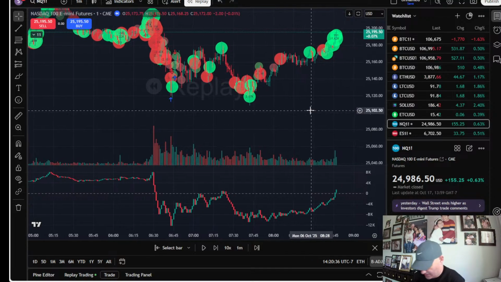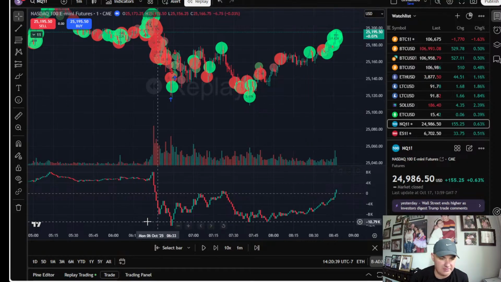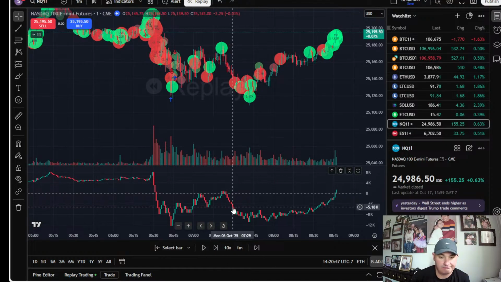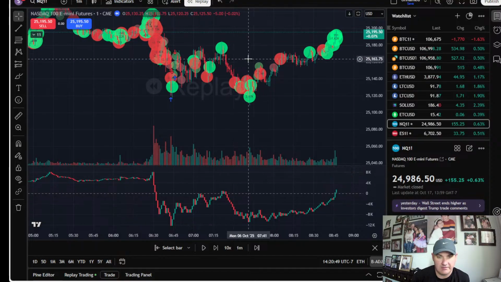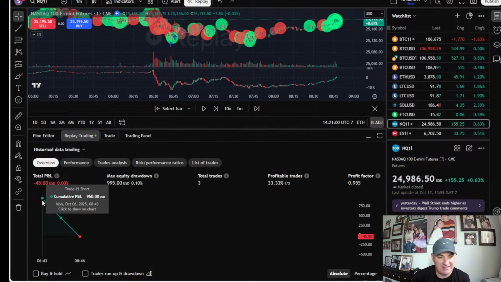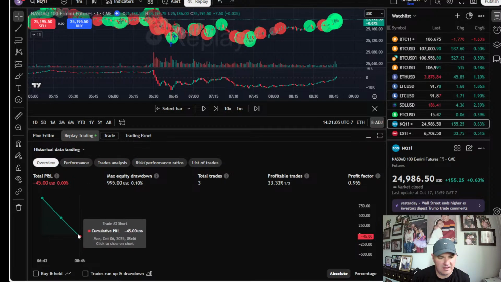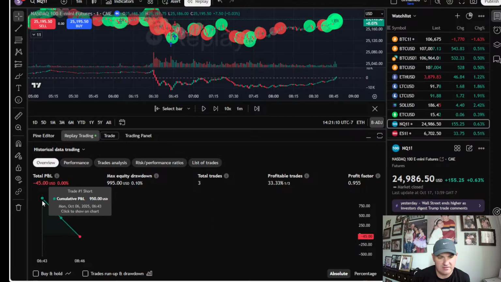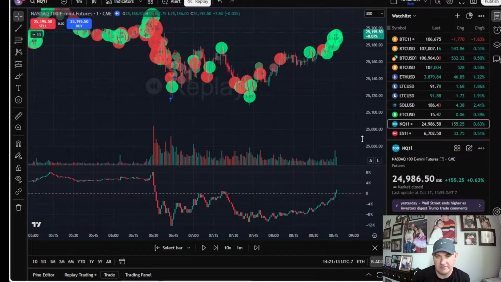I don't know why he wants to go for 3 to 1 either. If you're going to get that big of a reward to risk, you better have some good entry models. And I don't think he does. That's just my take again. So yeah, I don't know why this is showing it was up and then down, but whatever.